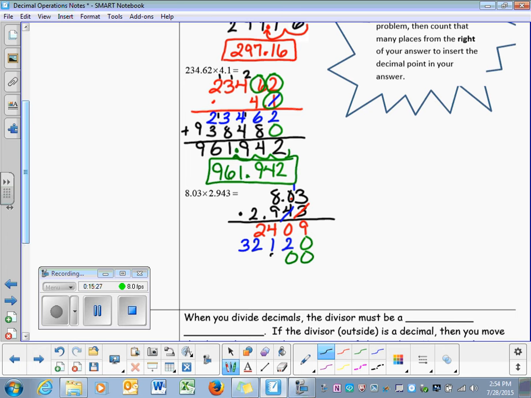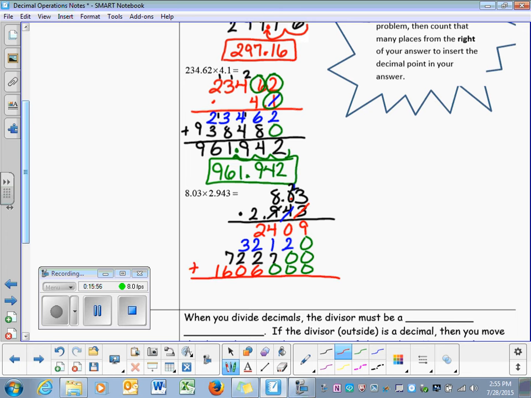9 times 3 is 27. 9 times 0 is 0, plus 2 is 2. 9 times 8 is 72. Now I'm going to need 3 placeholding zeros. So our last one we've got to multiply here. 2 times 3 is 6. 2 times 0 is 0. And 2 times 8 is 16.